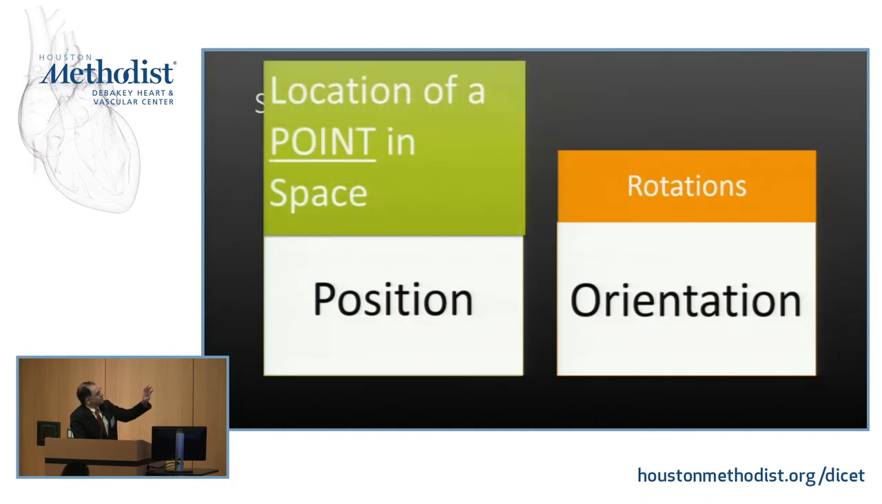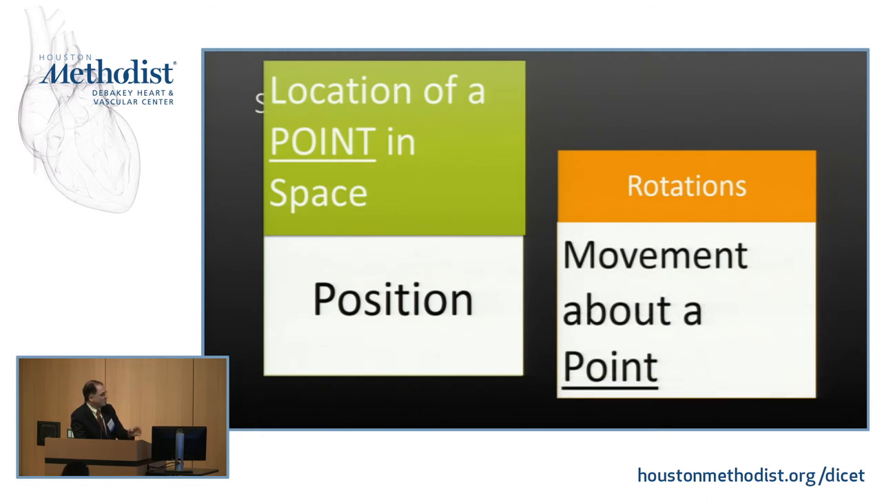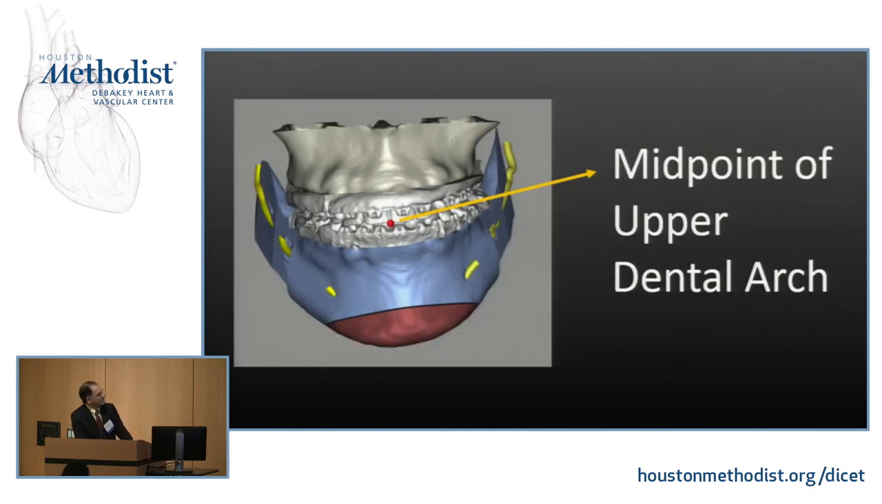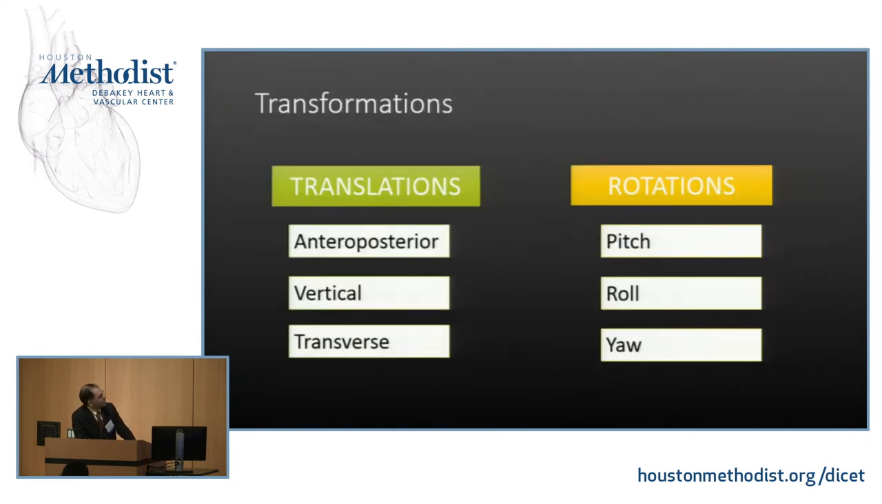The definition of position is the location of a point in space. You can only measure the position of a single point in space, not of the whole object, and rotations are movement about the point. So it became clear to us that we have to define a point about which we make all these transformations. We picked this central point in between the teeth, because when you smile, you want that to be right in the middle of the face. Otherwise, things look terrible. So these are the three translations and the three rotations.